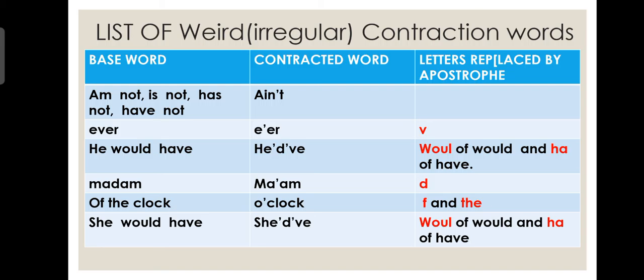Next is she would have. Here also, like he would have, we are using two apostrophes. She, and from would we have removed W-O-U-L. This is replaced by the apostrophe and we say it as 'd. And from have we have removed H-A and this is replaced by the apostrophe. So here two apostrophes are used.